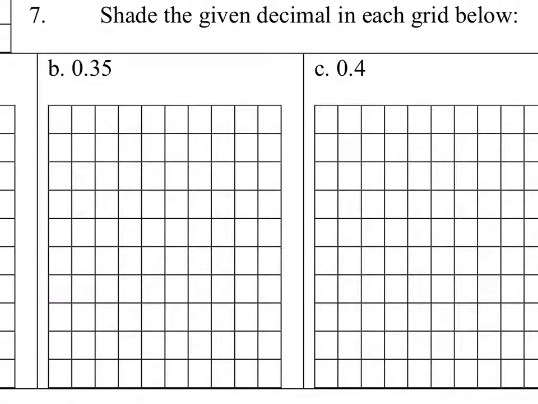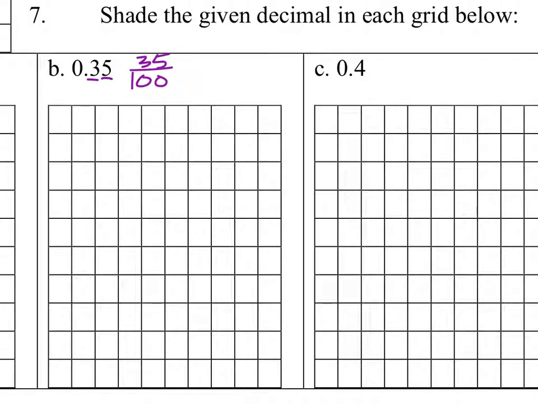All right, for number 7, we'll shade the given decimal in each grid below. We'll start with B on this. So this one is 0.35. Now again, it's important to realize the place values of these. 3 is in the tenths. 5 is in the hundredths. So as a fraction, this would be 35 hundredths, like these.